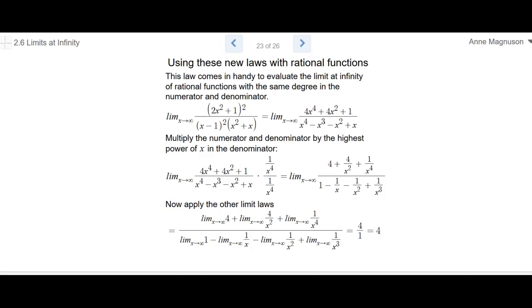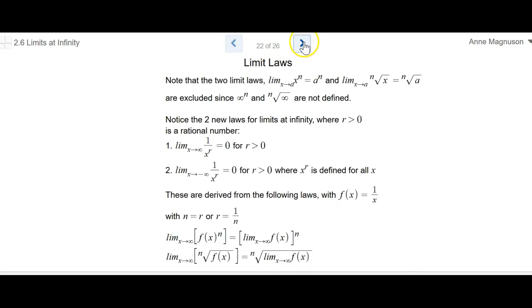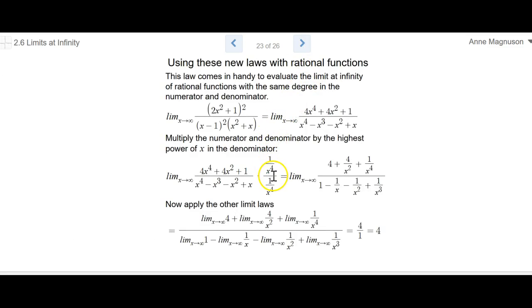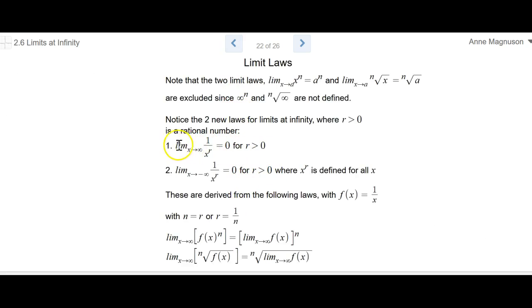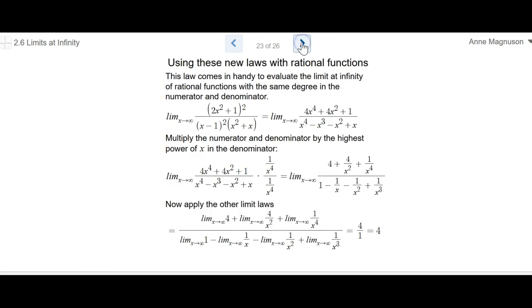Welcome back. I wanted to go over this example. It's a little bit involved. So in this example, we're going to be, again, using that trick of multiplying by 1 over x. But this time we're going to look for the largest power of x in the denominator and divide by 1 over x to that power. And we can do that because we're using this new rule that we've learned, this new limit law for limits at infinity.